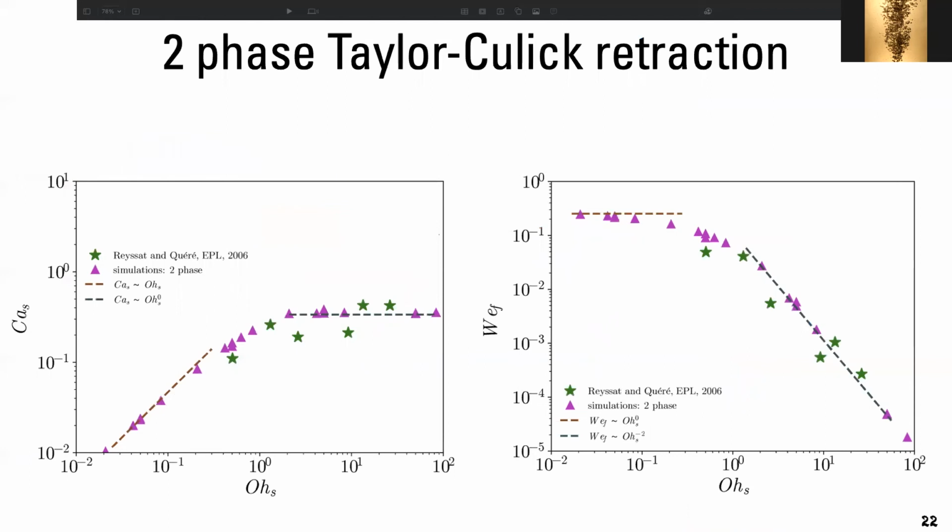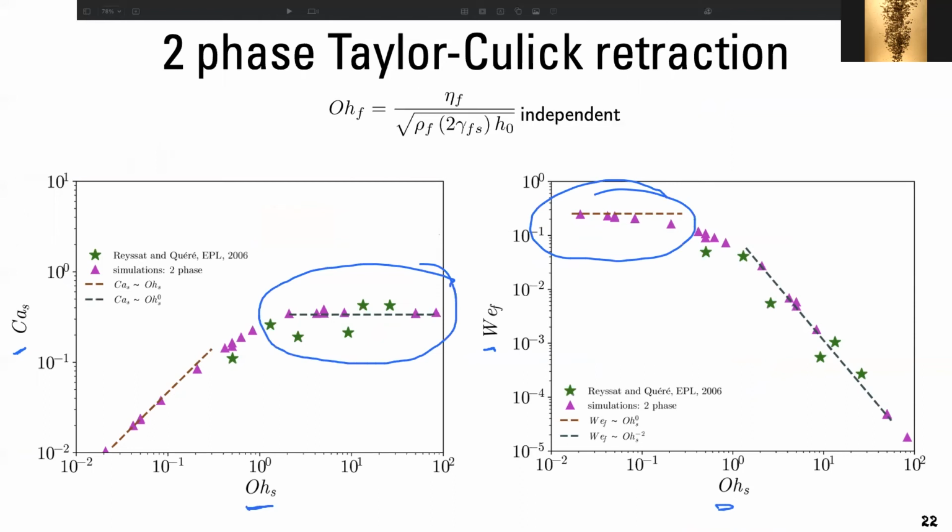Now, we can either plot the capillary number versus the Ohnesorge number, or we can plot the Weber number versus the Ohnesorge number. And essentially, in the inertial limit, the Weber number based on the film velocity is constant, whereas in the viscous limit, the capillary number based on the surrounding viscosity is constant. And of course, one thing that I did not mention before is that all these things are independent of the Ohnesorge number of the film, which is also the case for classical Taylor-Culick retractions.